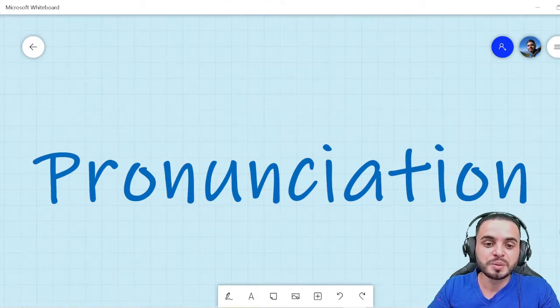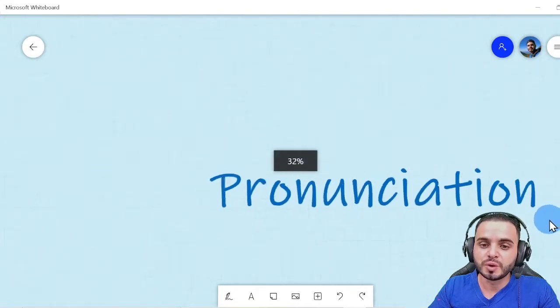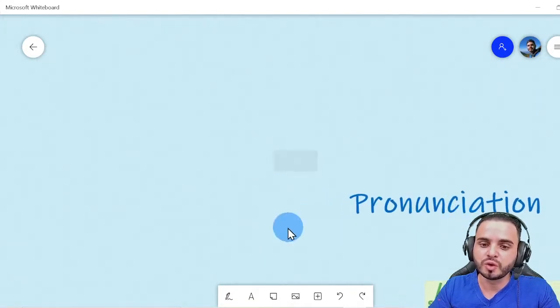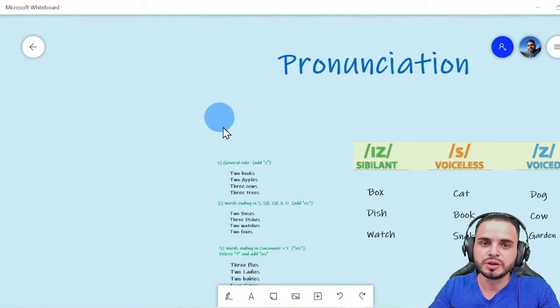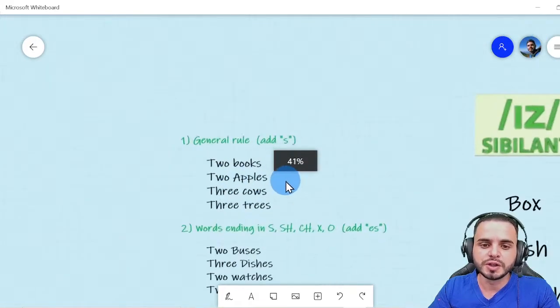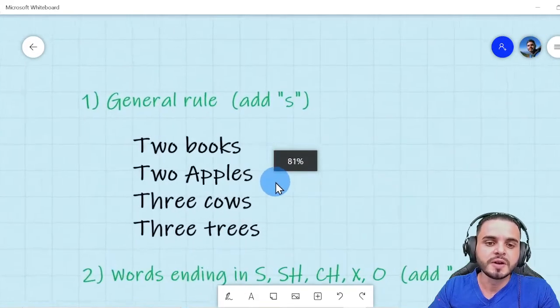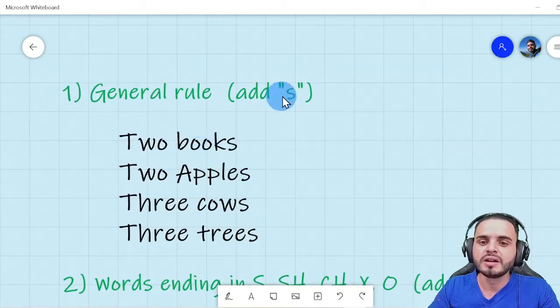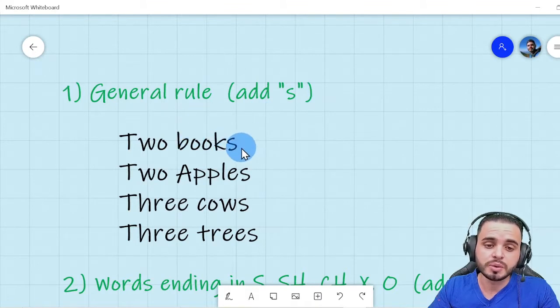Now we're going to start pronunciation for plural nouns. But first of all, we're going to review the grammatical rules to create plural nouns. So we have the rules here, and the first one says that we should add an S to the end of the word. So we have some examples here.